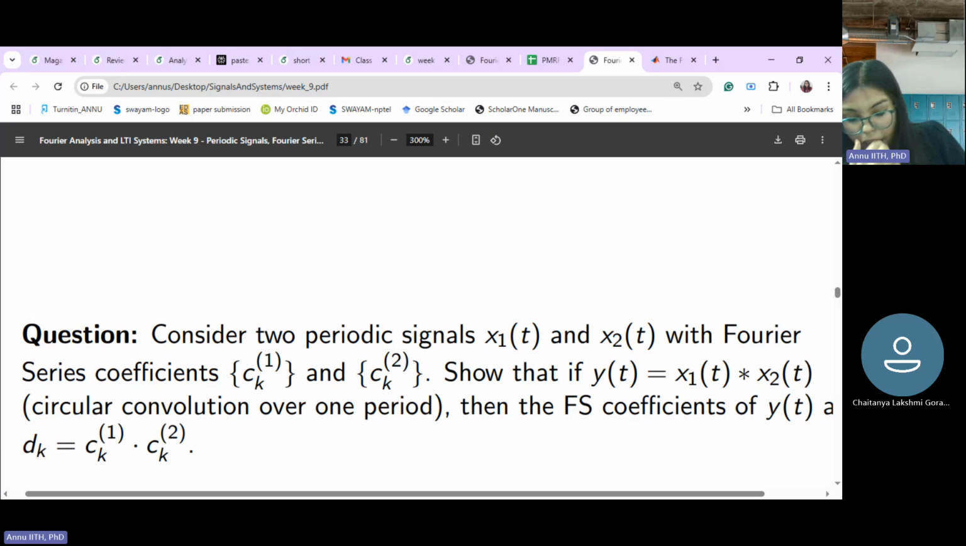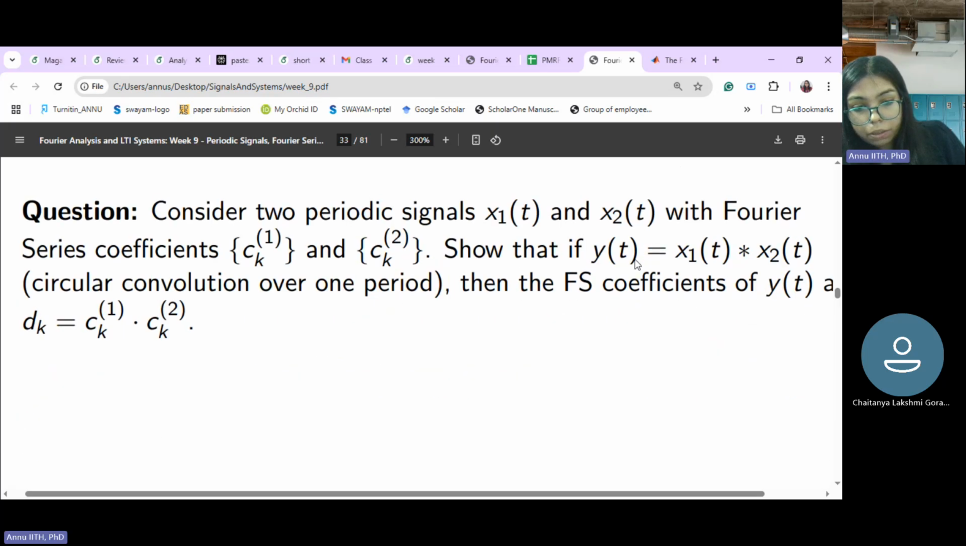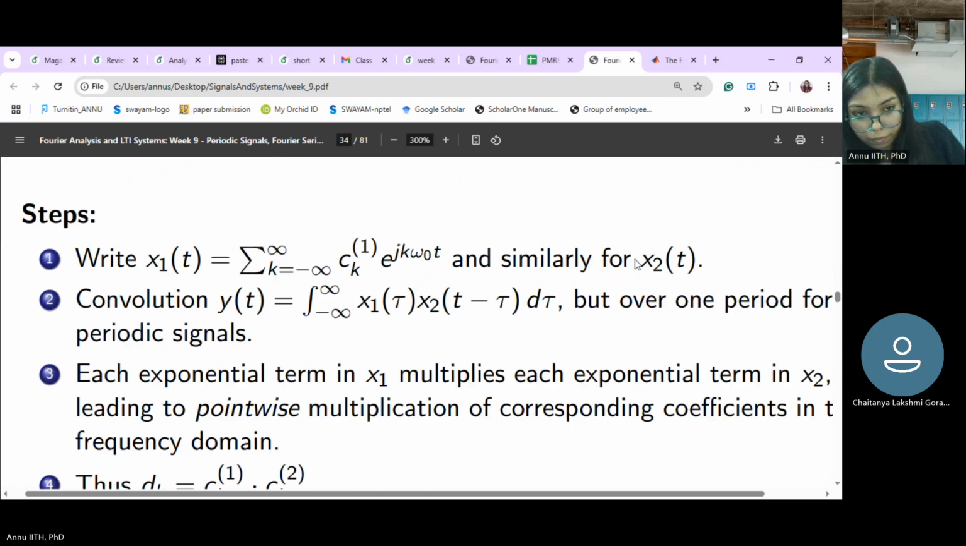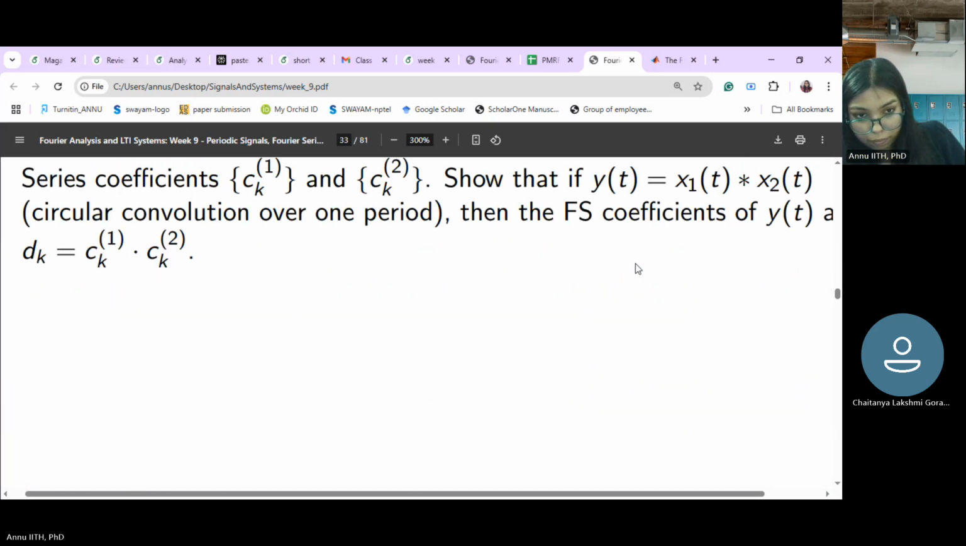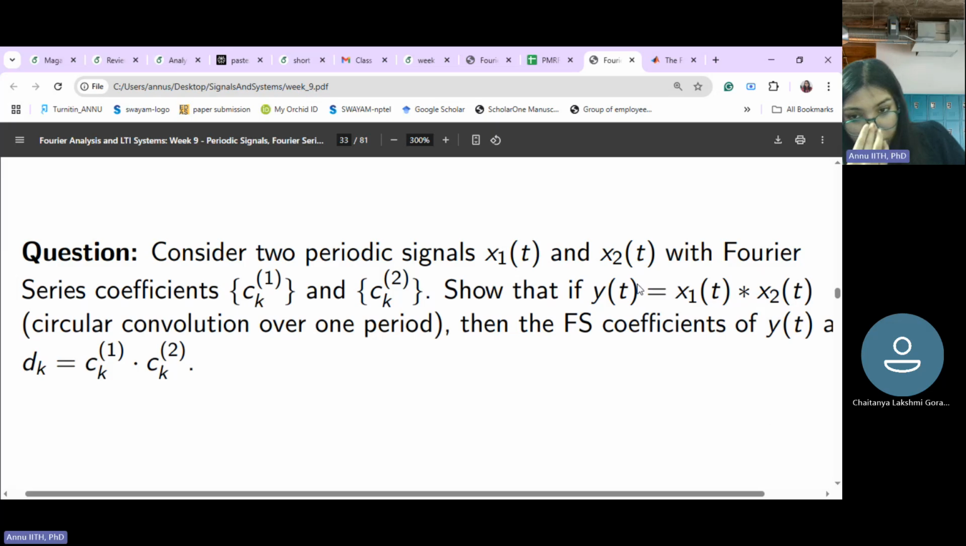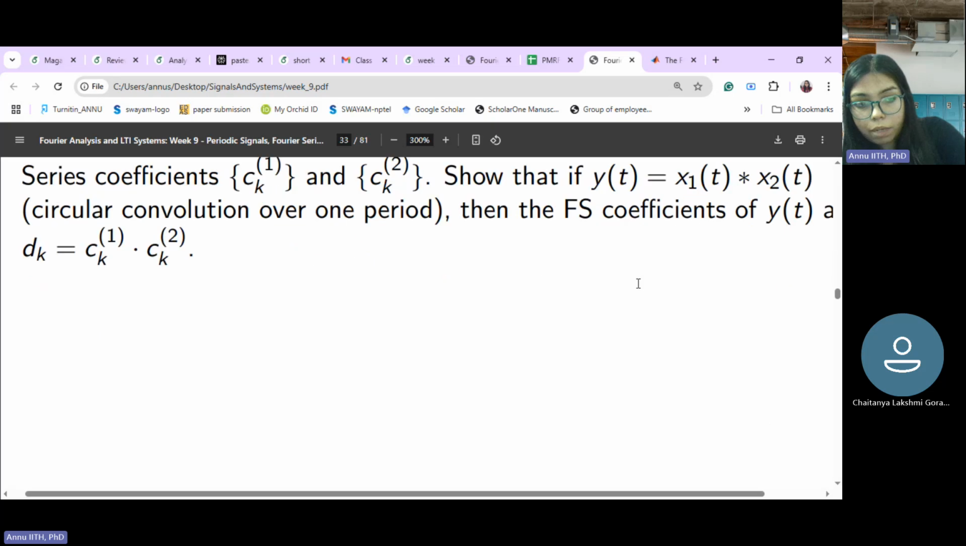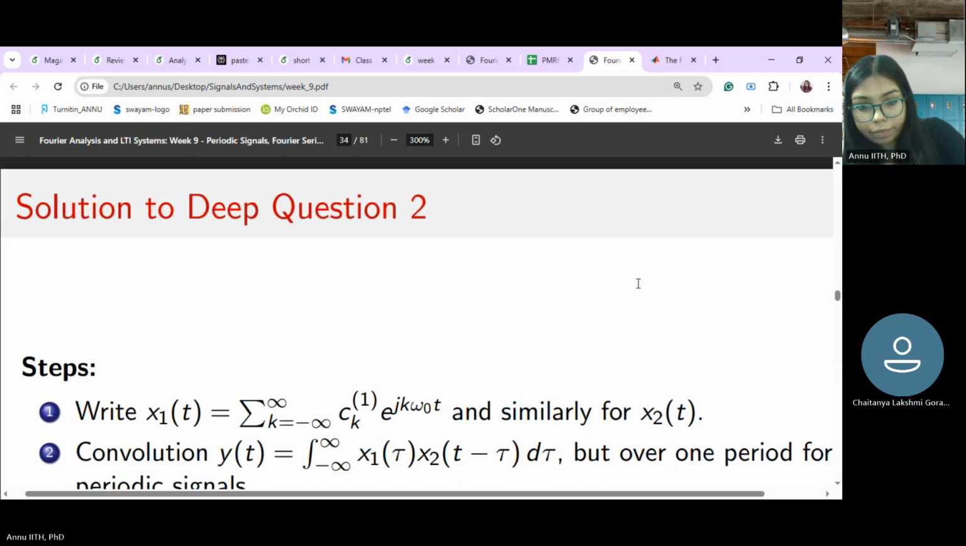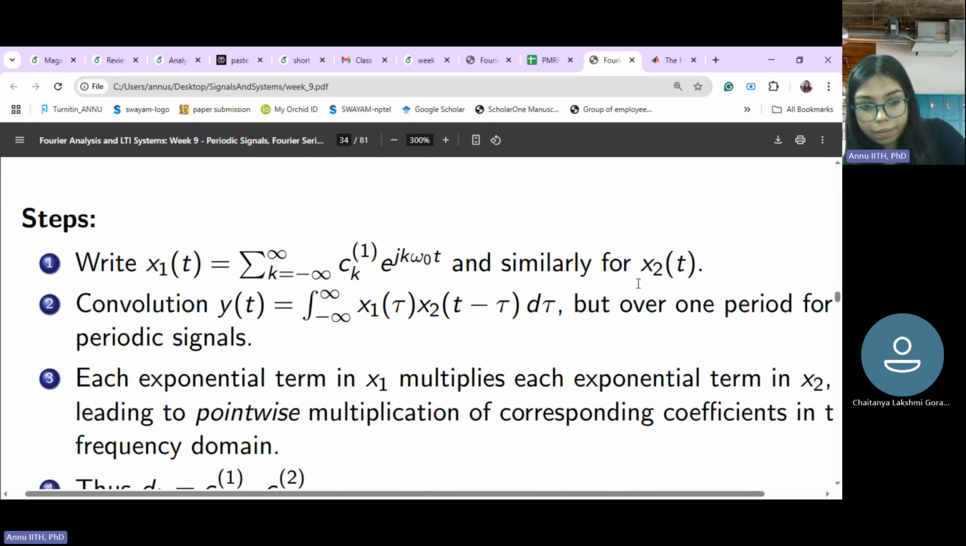So this is the interpretation that I told. Now we will go through the proof. As we know, if we convolve in the time domain, it is a circular convolution over one period. Why is it circular? Because we are convolving x1 and x2 as periodic signals. Both are periodic in nature, so it's a circular convolution. Circular means periodic. Then it shows the Fourier series coefficient of y(t) is the multiplication of these. See the steps.